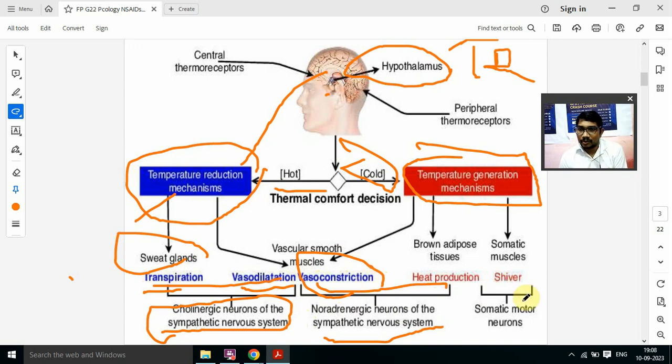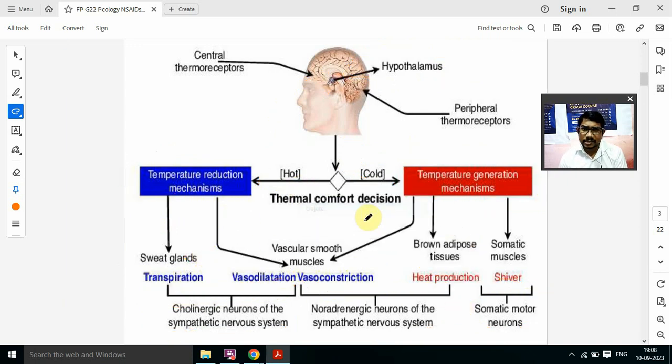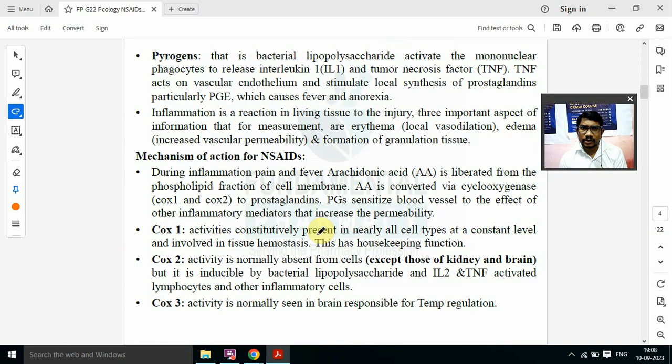And this is done by breakdown of the adipose tissue lipids, breakdown of lipids. And somatic muscles, they will lead to shivering. Okay? Shivering, so the body temperature increases. That's how your body will try to manage your body temperature, increased or decreased. Okay? Are you getting or not? समझ रहे आपको?